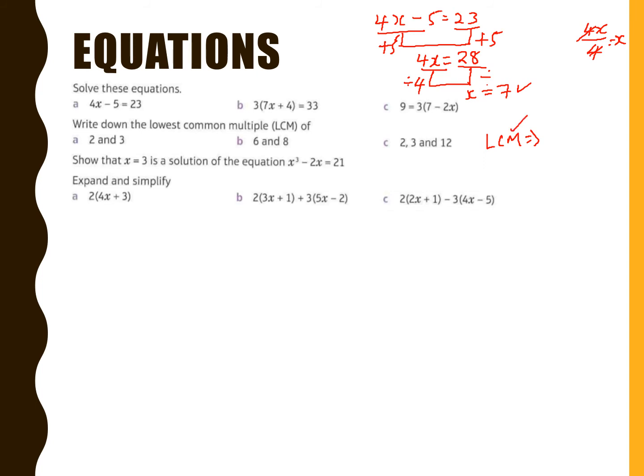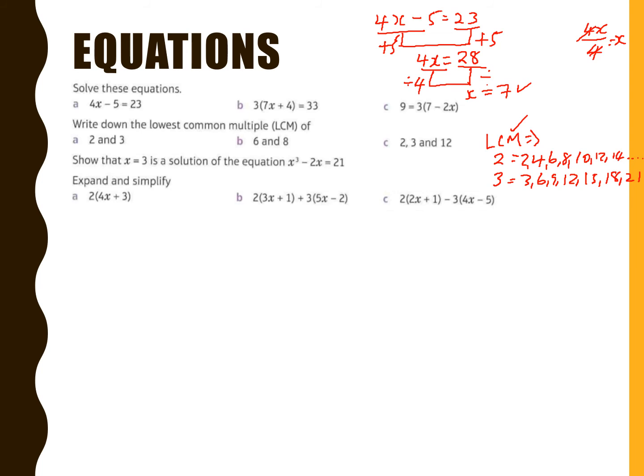Again, I will start with this. M is for multiple, that means I have to look at the multiplication tables of 2 and 3. So 2, 4, 6, 8, 10, 12, 14, and it goes on. And then this one will be 3, 6, 9, 12, 15, 18, and 21, and you go on.